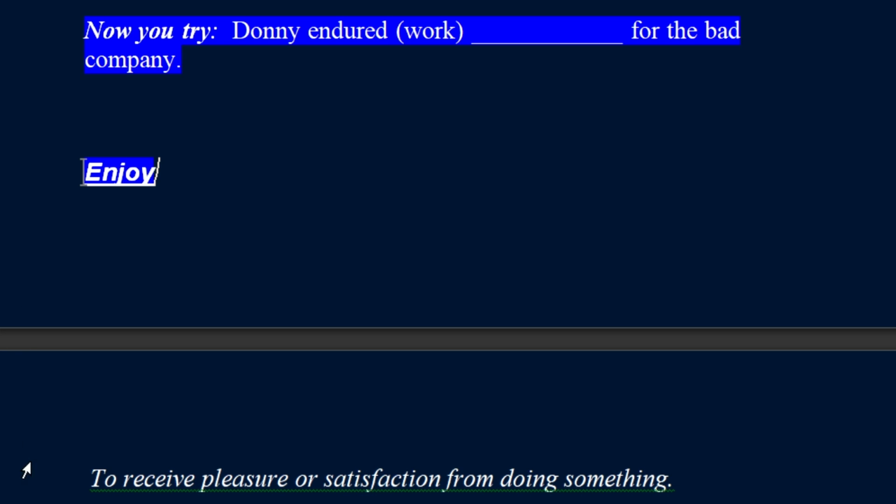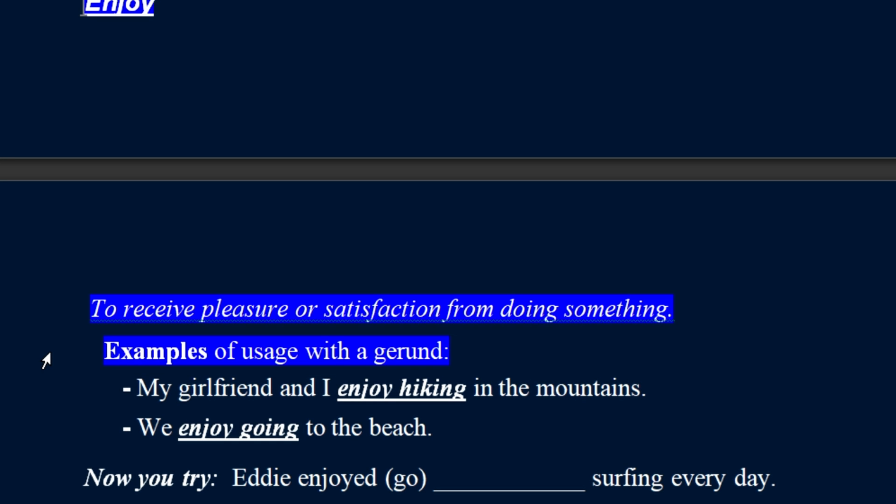Enjoy. To receive pleasure or satisfaction from doing something. Examples of usage with a gerund. My girlfriend and I enjoy hiking in the mountains. Another example. We enjoy going to the beach. Now you try. Eddie enjoyed go surfing every day. Eddie enjoyed going surfing every day.